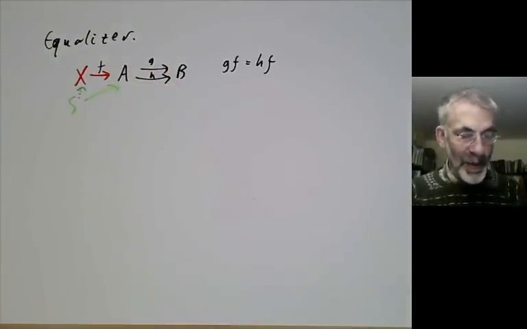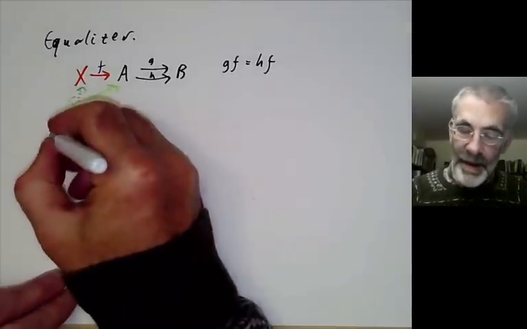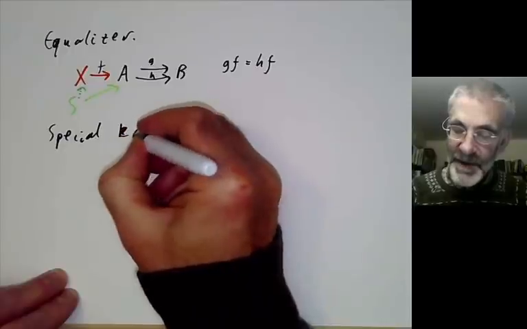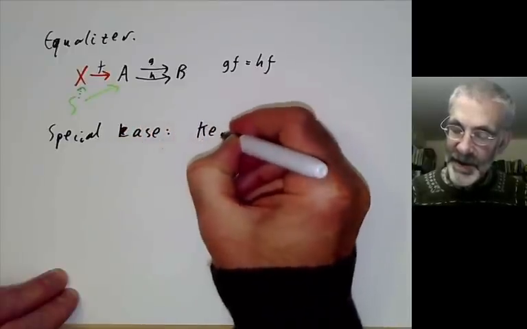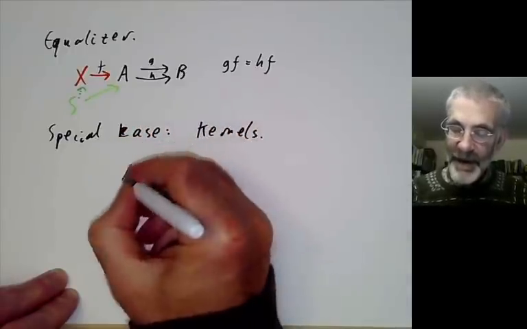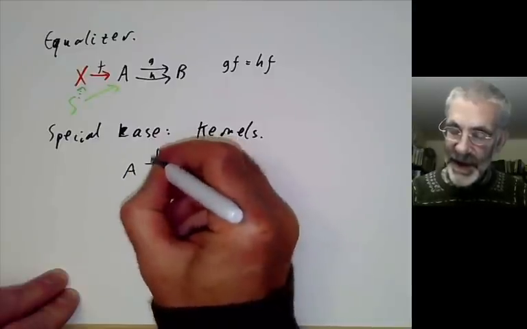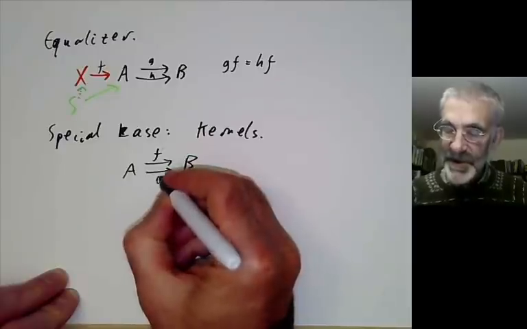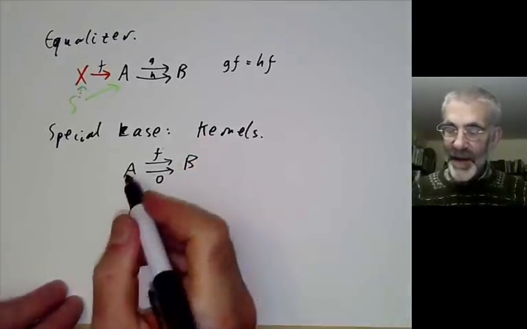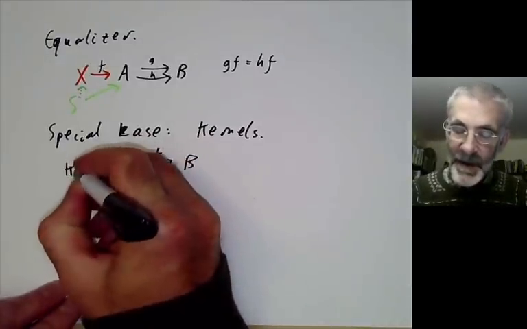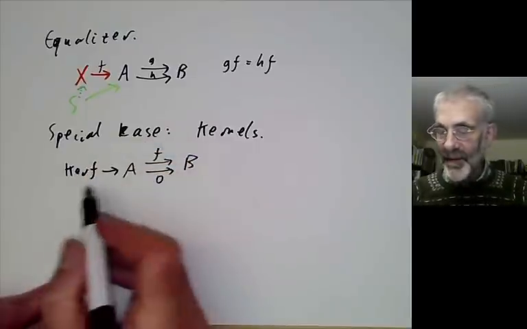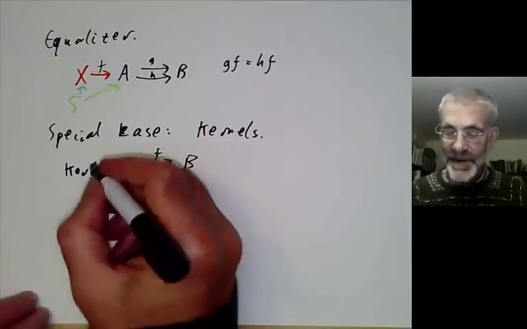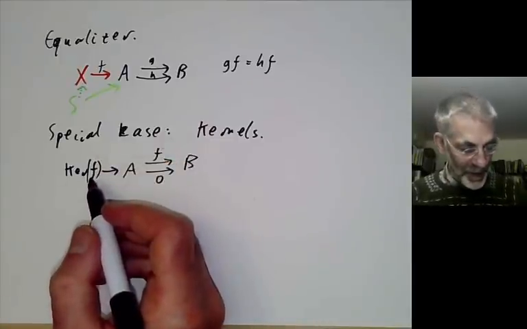There's one example of an equalizer that you've come across rather often. So a special case is just kernels. If A and B are abelian groups and F is a homomorphism from A to B, there's a second homomorphism which is just the zero map. And the equalizer of this is just the kernel of F, which you can see makes these two maps equal, and it's kind of obvious that it has this universal property.